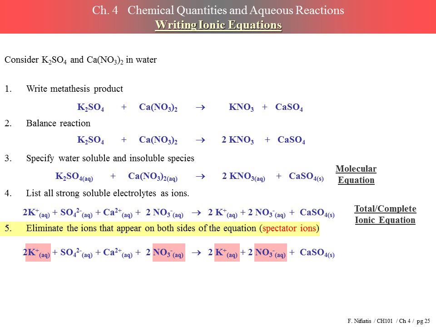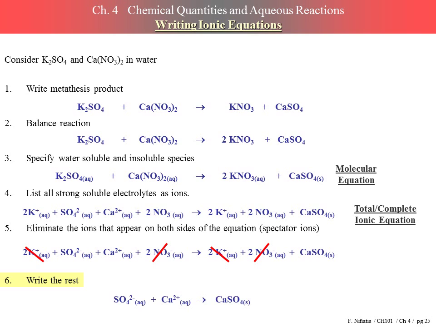The ions that I deleted here are called spectator ions. What does it mean? The ions that I deleted here do not participate in the reaction, they are sitting in solution and they are watching. I'm going to write the rest. Calcium is coming together with sulfate in order to give the calcium sulfate. This is the net ionic equation.